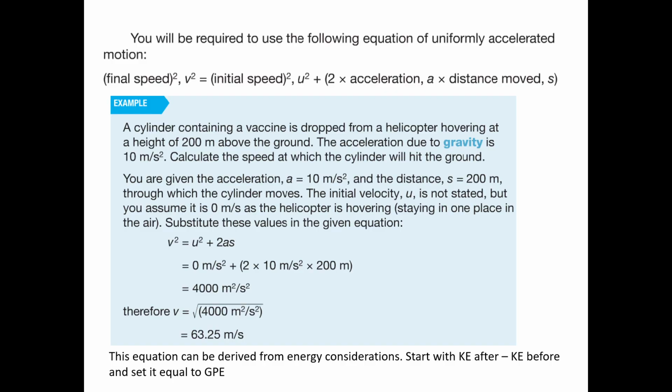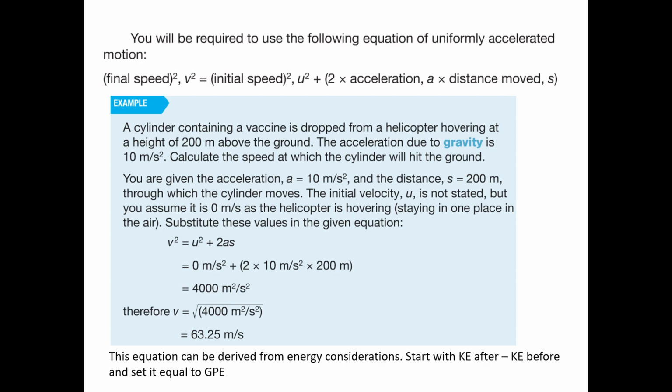There's an example gone through here, dropping objects, that kind of thing. The key is identifying that this is the equation you've got to use. It can be used in lots of different scenarios. Always remember the square root at the end. This question is about a vaccine dropped from a helicopter hovering at a height of 200 meters, so s or x equals 200. The acceleration due to gravity is 10 in this case. In some courses it might be 9.8, which makes it a bit more complicated. The AQA course, I think, uses 9.8. So a equals 9.8 or 10.